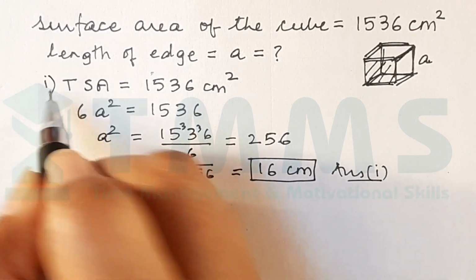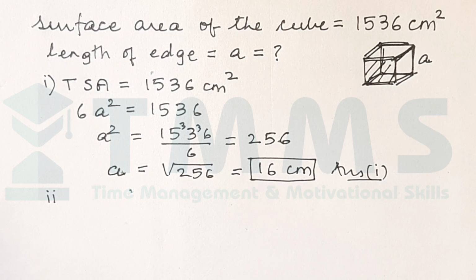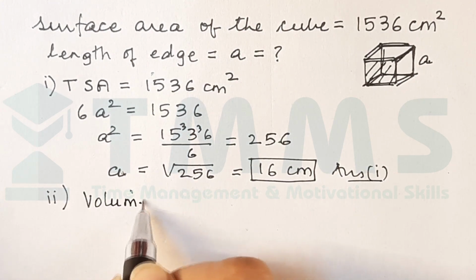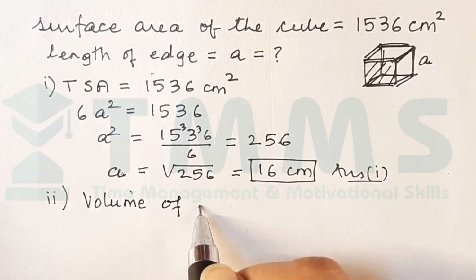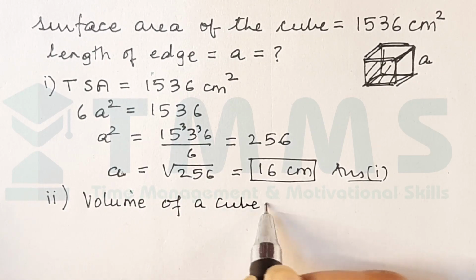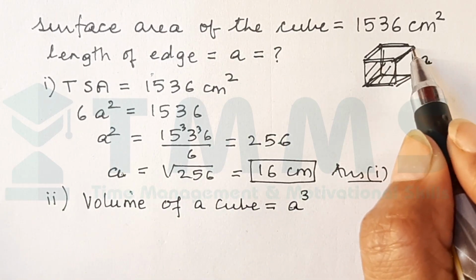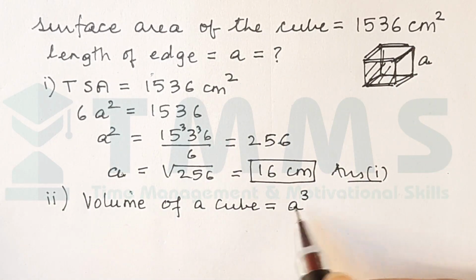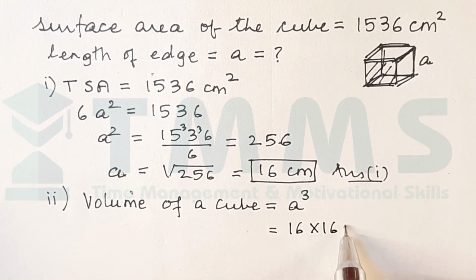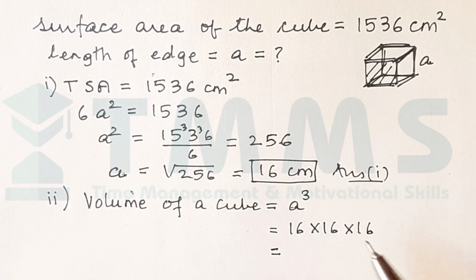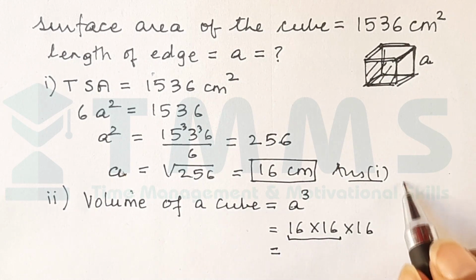Now we come to the second part. So this was our first part. Second part asks us the volume. Now volume of a cube is going to be A cube because it is A into A into A, and that will be equal to 16 times 16 times 16. So we'll multiply this. 16 into 16 is 256. Let us show the working here.